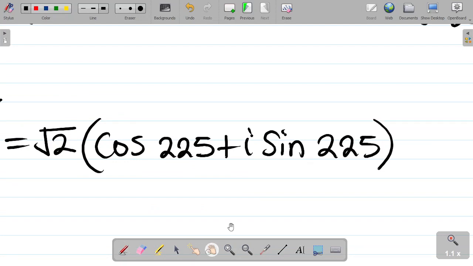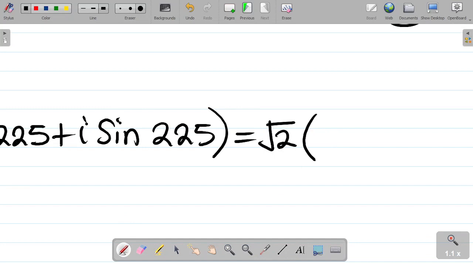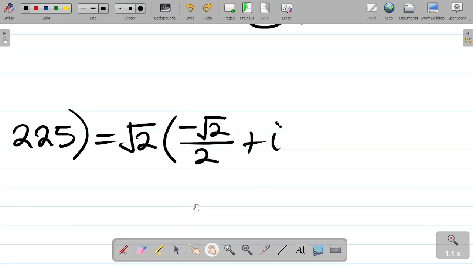All right, let's solve this question here. This will be equal to root 2 into cos 225. If you punch cos 225 correctly, your answer will be equal to minus root 2 over 2. Plus I into, if you punch sine 225, you have your answer as equal to minus root 2 over 2 also.